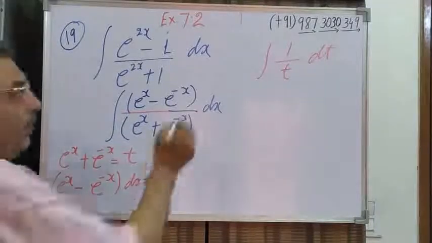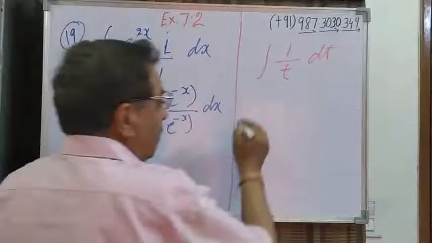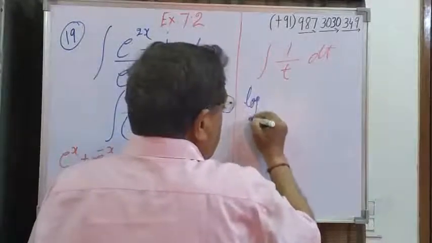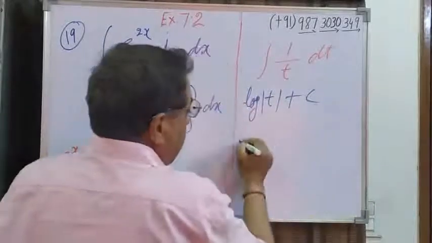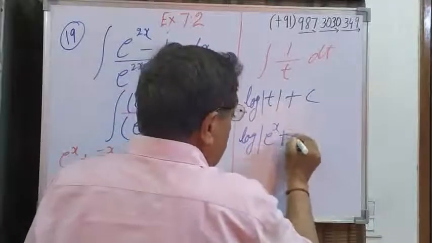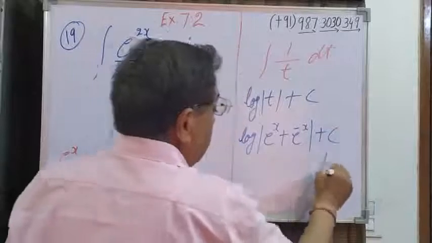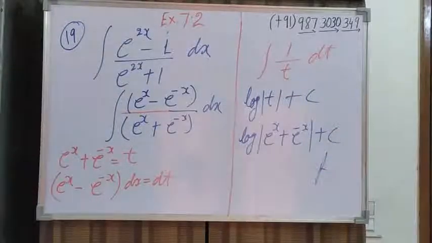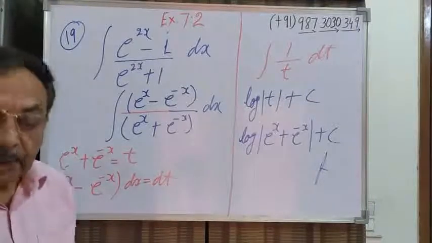Now what is the integration of 1 by t? Already done, it is log of t plus c. Substituting t back, we have log of e to power x plus e to power minus x, plus c. So this is the final answer for this integration. That is question number 19 of exercise 7.2.